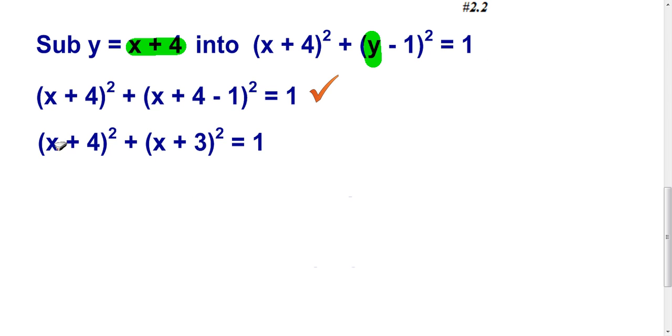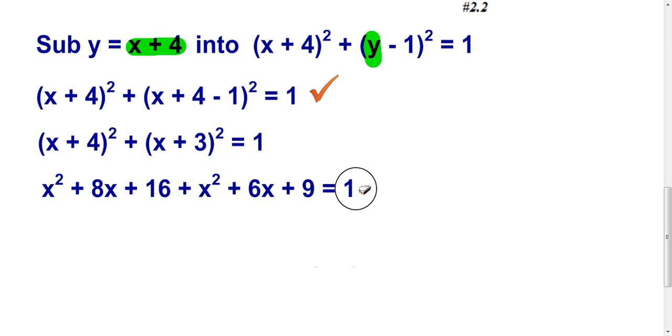So let's do the first one. So x plus 4 squared. Try and resist the urge to say x squared plus 4 squared. And remember, it's double brackets, really x plus 4 times x plus 4. That comes out to be x squared plus 8x plus 16. The x plus 3 squared is going to be x squared plus 6x, 2 lots of 3x, plus a 9. And that equals 1. Now remember, get everything over to one side.